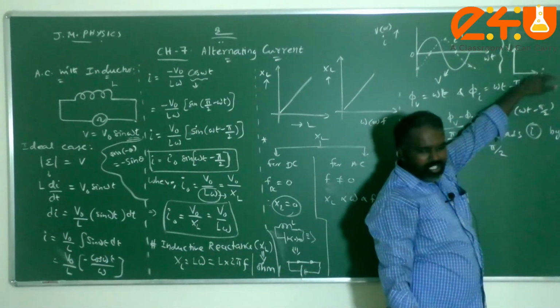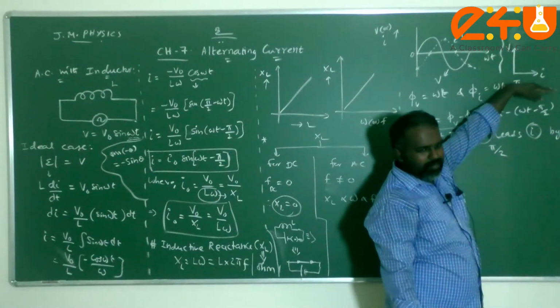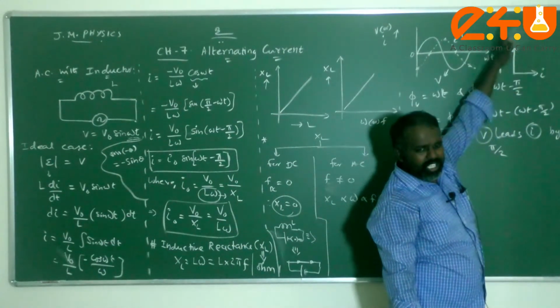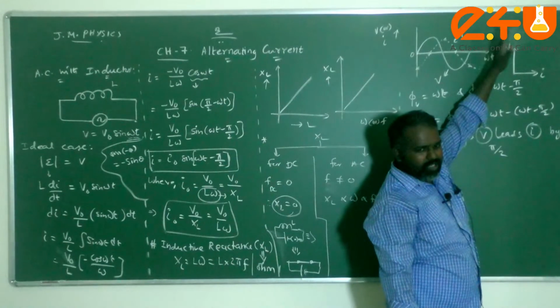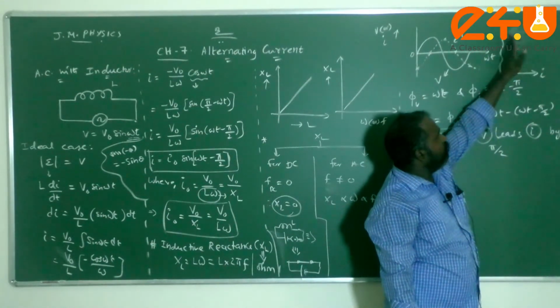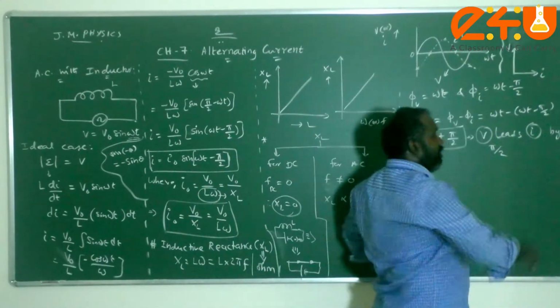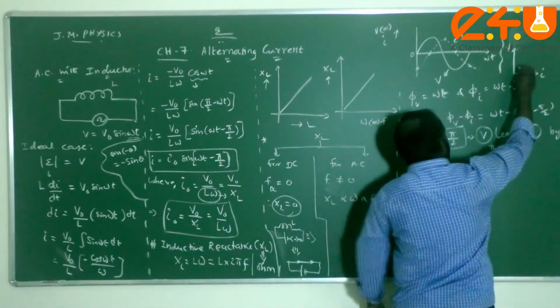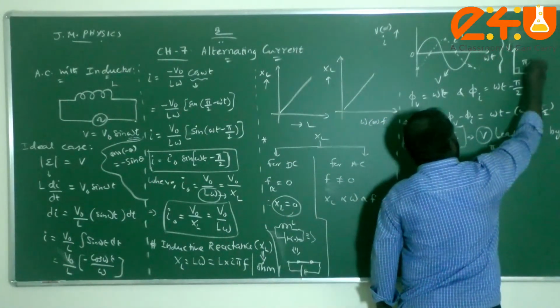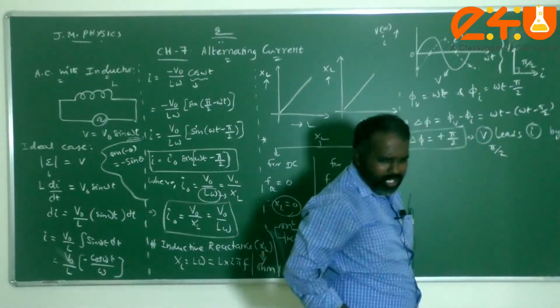If you assume that current has to be at the origin, just for understanding purposes, when current is at the origin, it takes some positive value. That means when compared to current, voltage leads. This is the phasor diagram, and that angle will be pi by 2. Pi by 2 what, children?